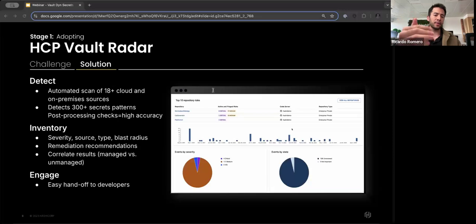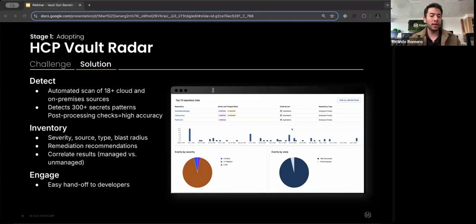The next step in this process is inventory, or the cataloging phase. In this case, what Vault Radar helps us with is providing some context about the discovered secret. Radar tells us what type of credential it is that we discovered, who the authors are, what the source is, like where they were found, and what the severity of the exposure was, and even, like I said, if they're still active or not.